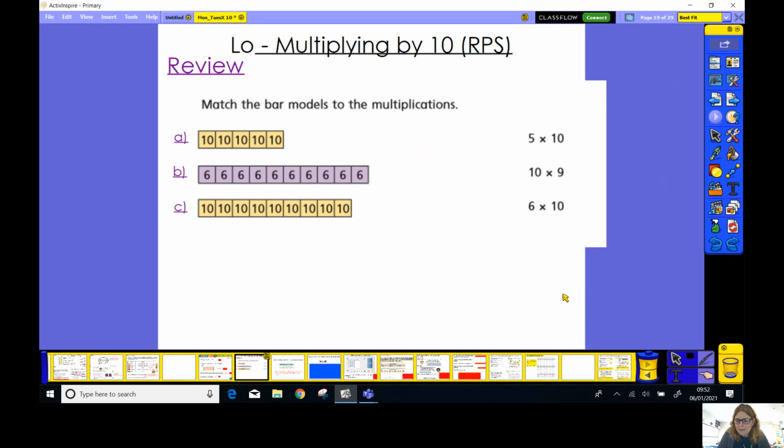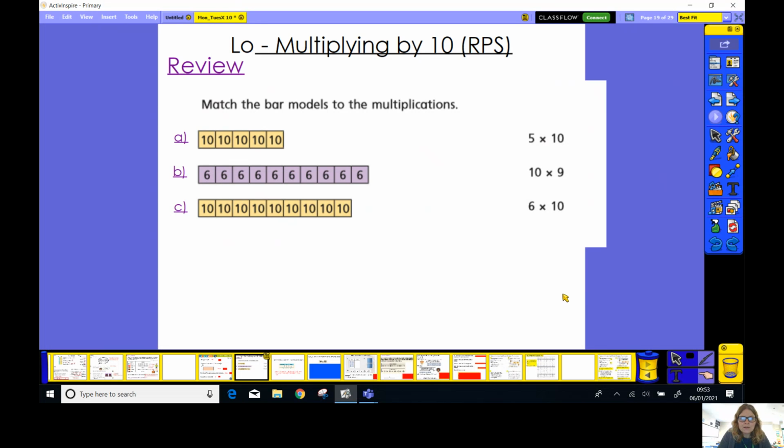Today's date is the 6th of the 1st, 2021. So you can write that in your margin. Pause the video and do that now. Well done. Right, now if you've got a purple pen, you can do this in purple, but if you don't, you can do it in your usual pencil.